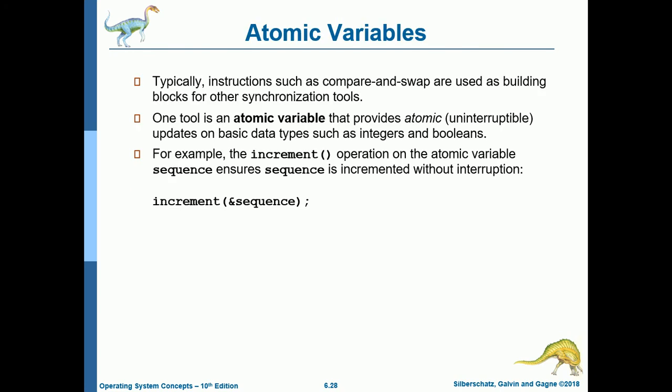Okay, next we have atomic variables. Typically, instructions such as compare and swap are used as building blocks for other synchronization tools. One tool is an atomic variable that provides atomic, or uninterruptible, updates on basic data types such as integers and booleans. For example, the increment operation on the atomic variable sequence ensures sequence is incremented without interruption. So we have this ampersand sequence, and the ampersand here means that it is an atomic variable.